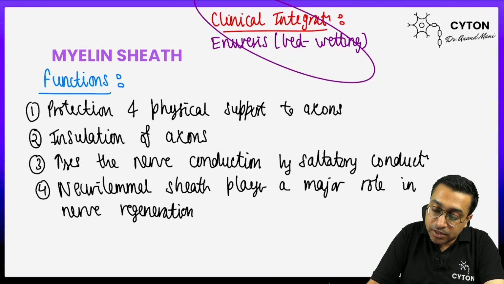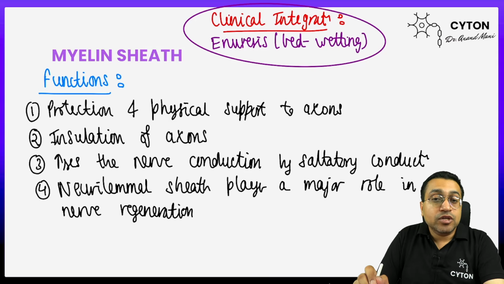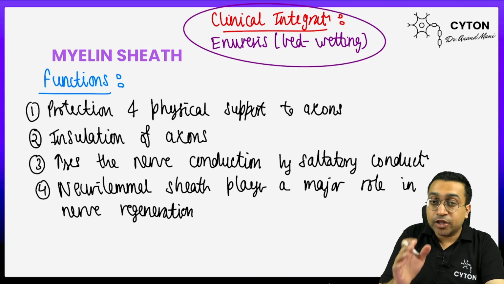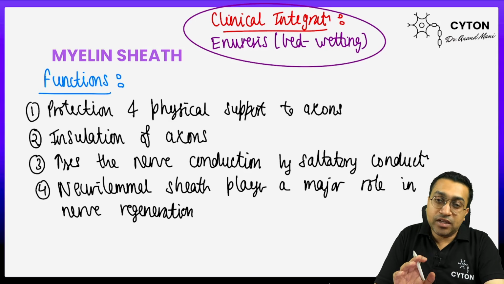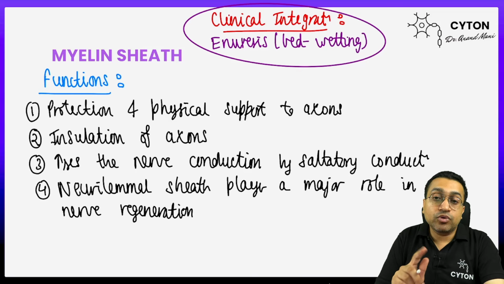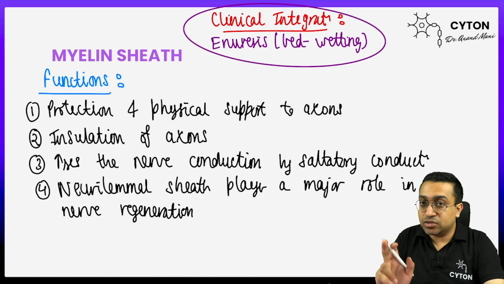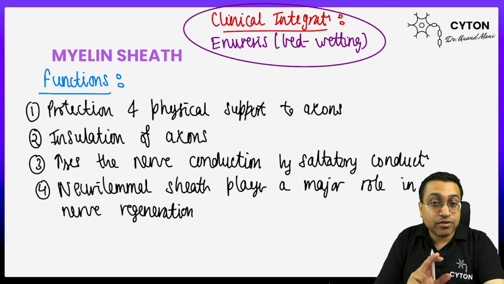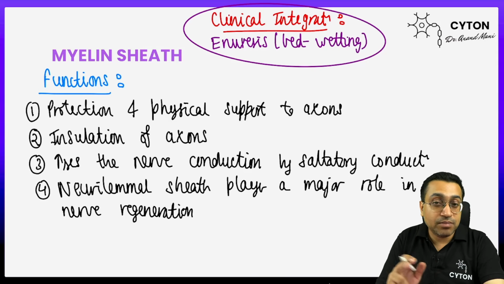This is the clinical integration of this topic. Myelination begins before birth and it continues for a few years after birth. Enuresis is very normal in infants. One Schwann cell can produce a myelin sheath around a small segment of one axon. One oligodendrocyte can produce a myelin sheath around many axons. So that is a basic difference. Hence, the neurolemmal sheath is present only in the peripheral nervous system, that is the cell membrane of the Schwann cell, not in the CNS.